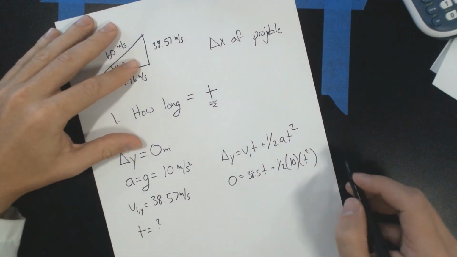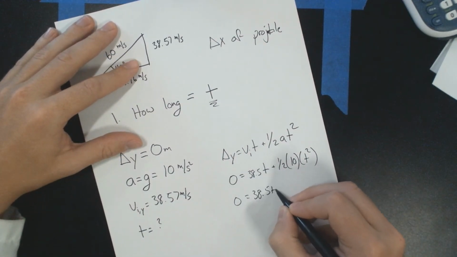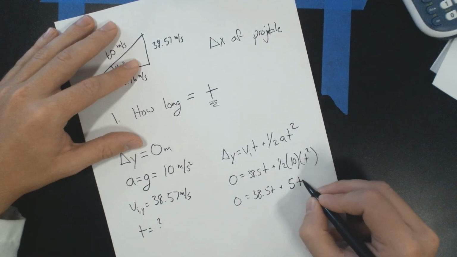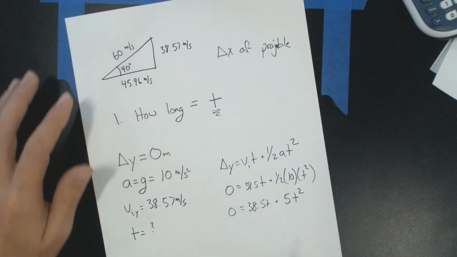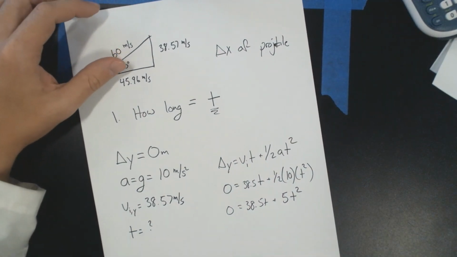Now we can go ahead and distribute this if we really wanted to. So I've got 38.5 t. 1/2 of 10 is 5, so this is plus 5t squared, and this thing is equal to 0. So at this point, let's go ahead and figure some things out.